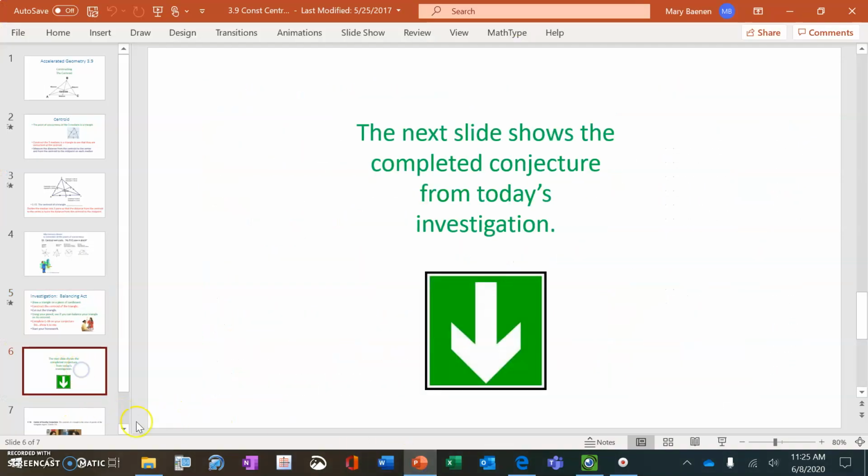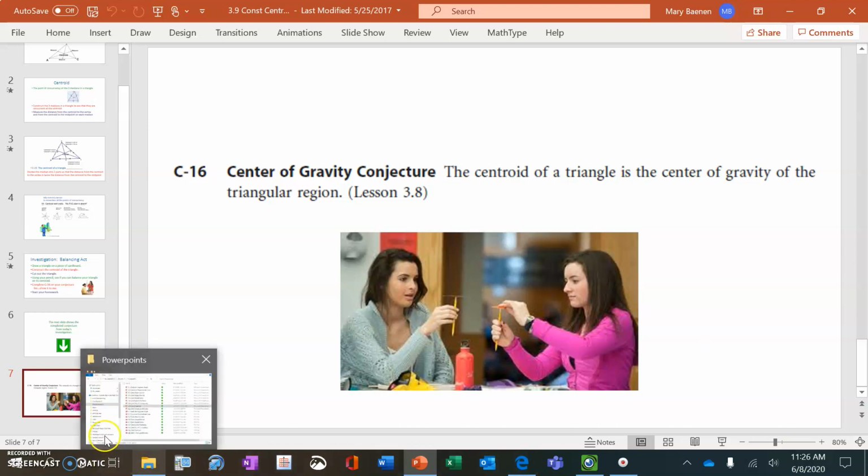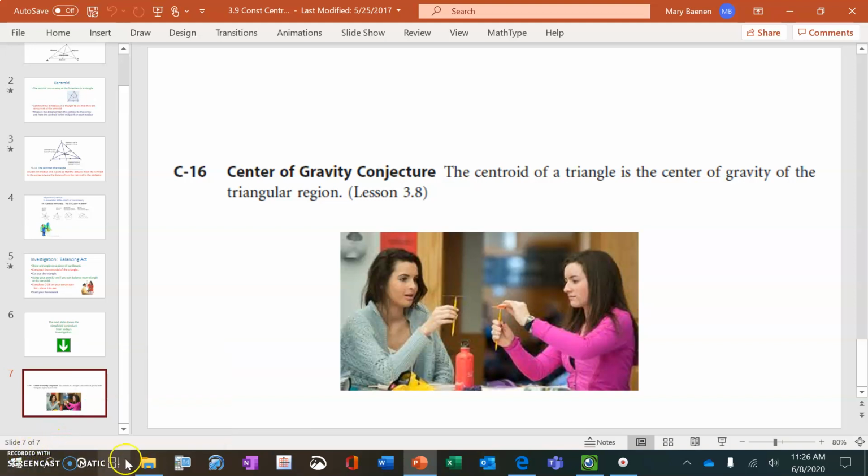Okay. Now, the next slide shows this completed conjecture, and this is what it says. Conjecture 16. The centroid of a triangle is the center of gravity, the balance point of the triangular region. So there again is pictures of two people balancing their triangle on the centroid of the triangle on that end of the pencil. So I hope you enjoyed this lesson. It's kind of fun. And that is the end of lesson 3.9.